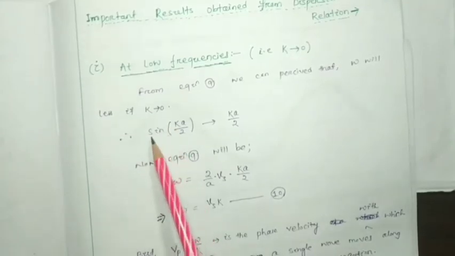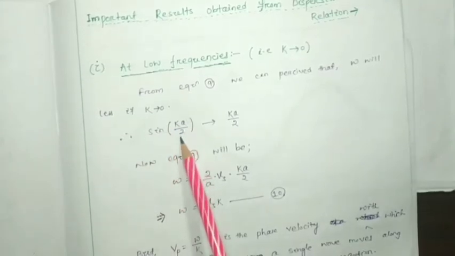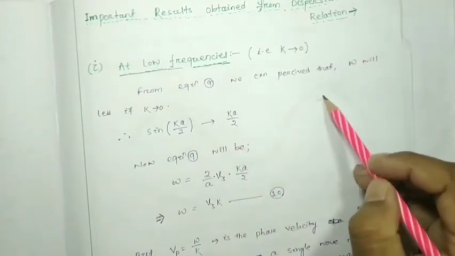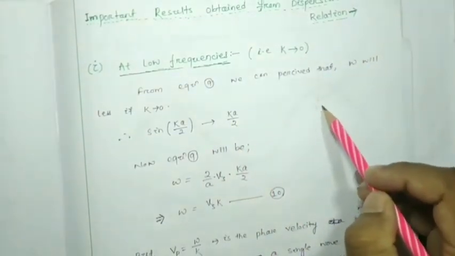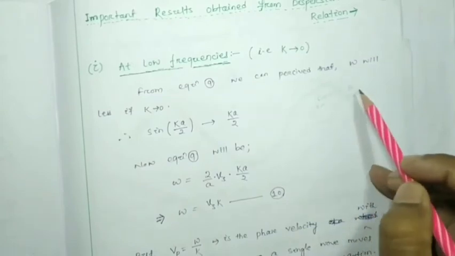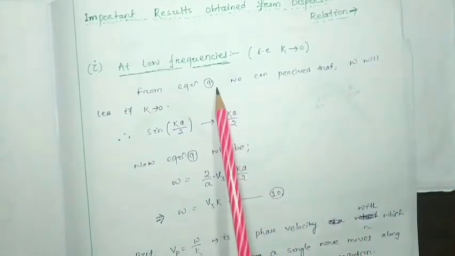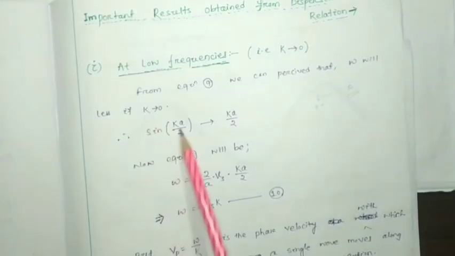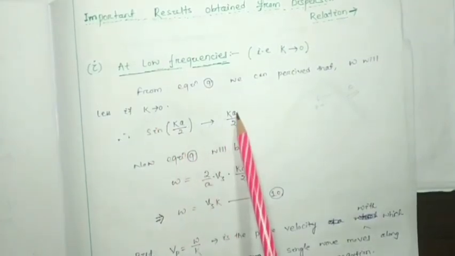That means sine k a by 2 will tend to k a by 2, because we know that sine theta, as theta tends to 0, will be nothing but theta. So from equation number 9, for the condition k tends to 0, this will tend to k a by 2.